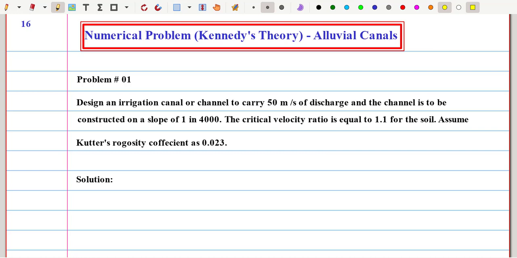But if V is not equal to V naught, then we need to change the depth, either increase it or decrease it. We have also discussed when to increase and when to decrease. So let's first compare the values of V and V naught.